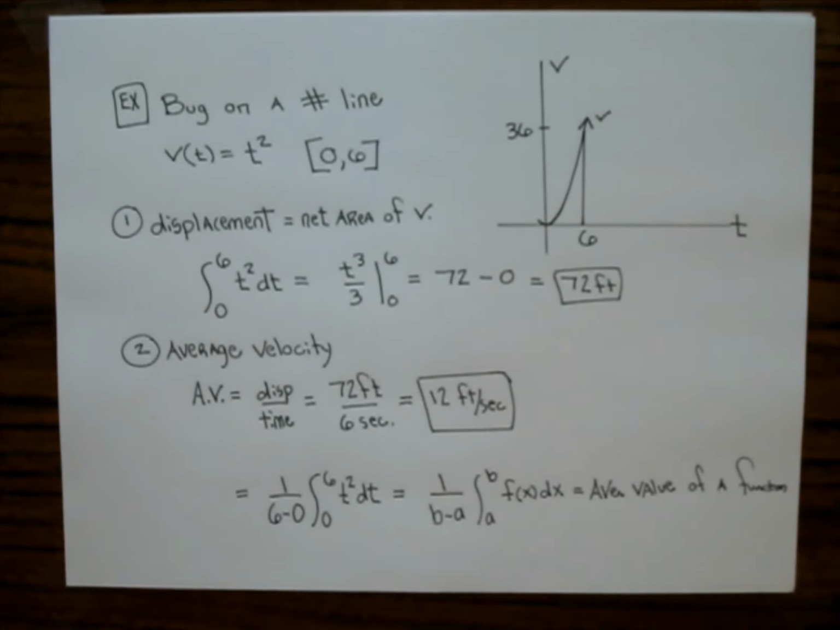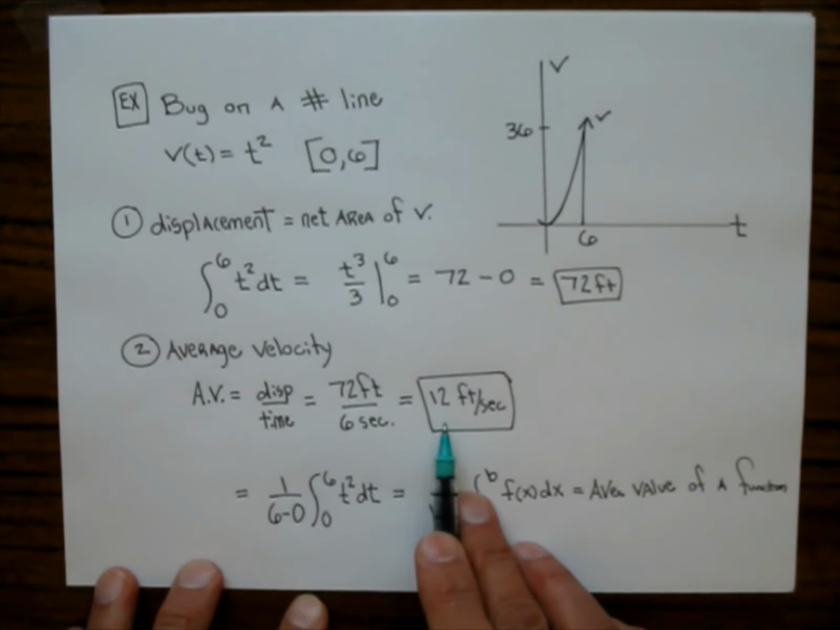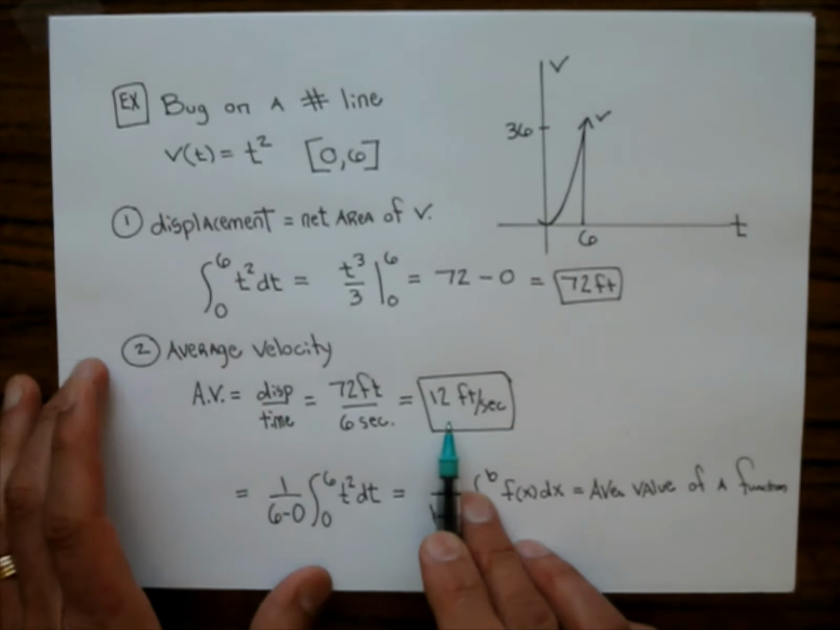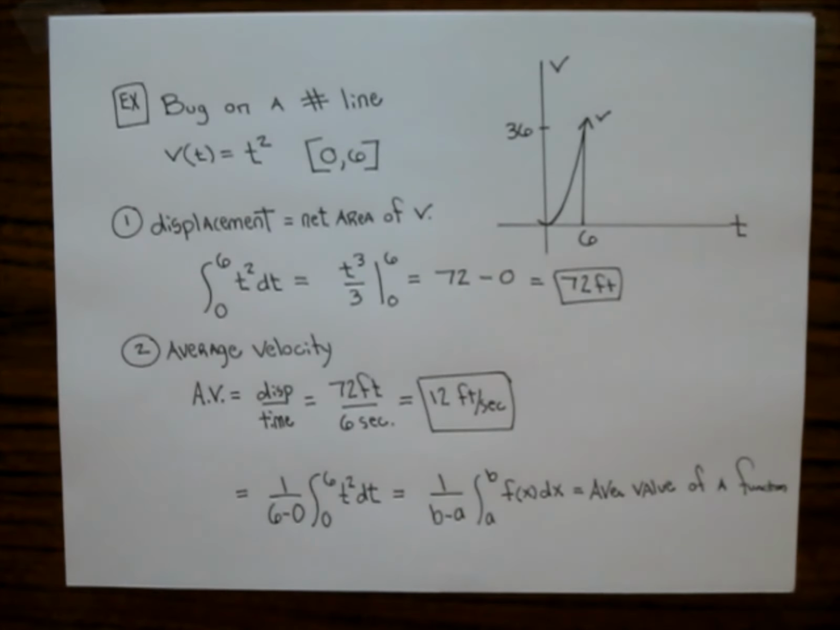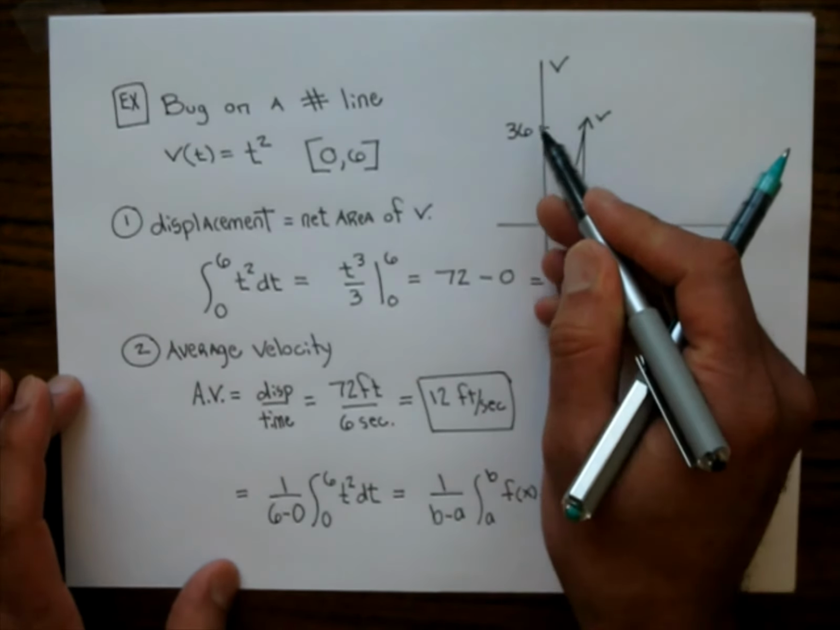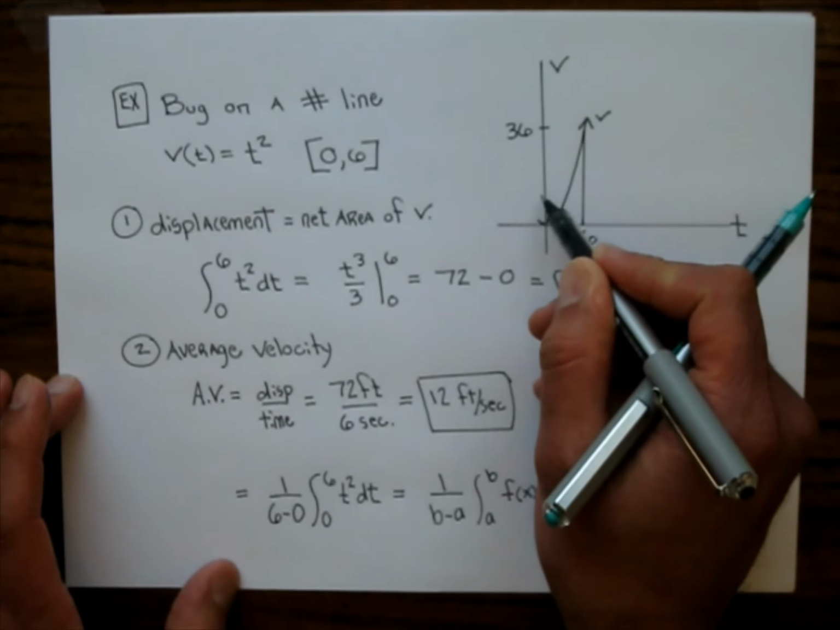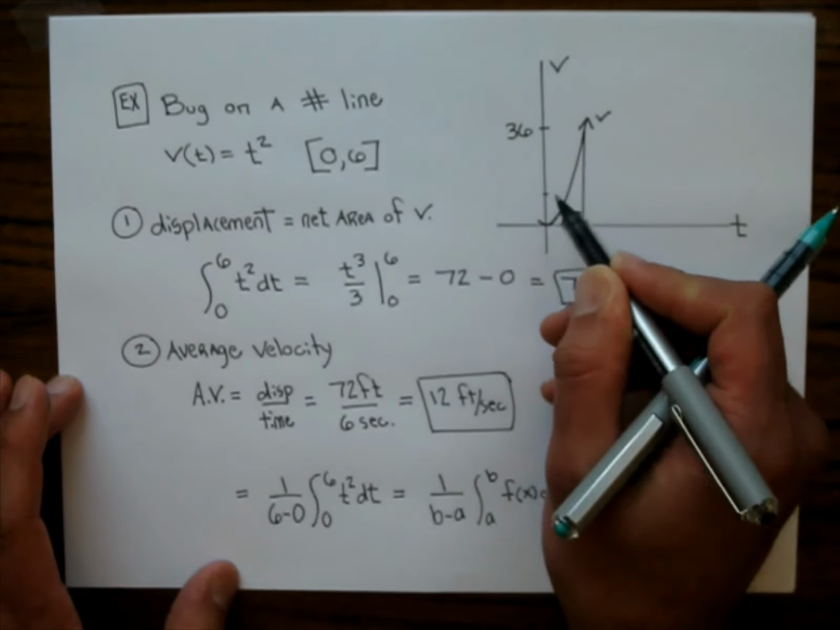Okay, so the average value of the function, let's just go ahead and see what that means. The average value of the function is 12. Okay, so where is 12? I'm going to go on the v-axis, which is the y-axis. It's about like a third. So here's 12 right here.